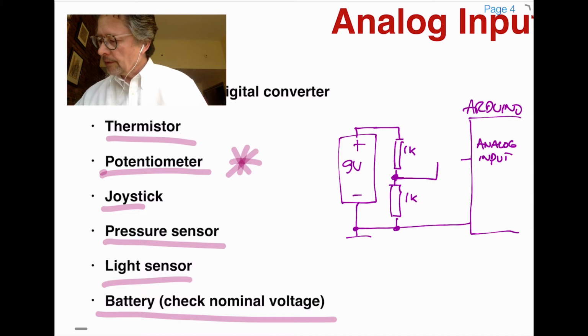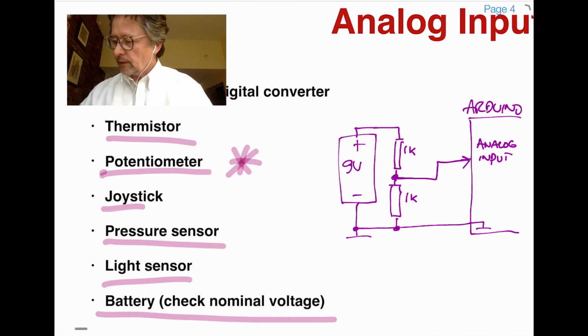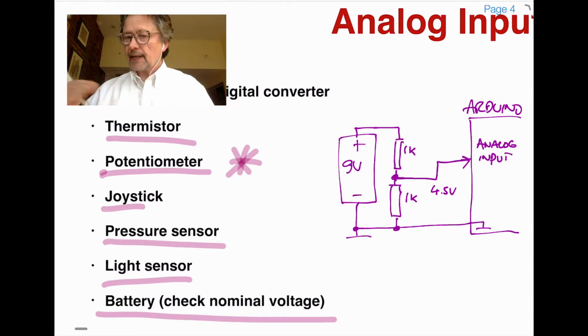And so I'm going to connect this to the Arduino, so that's the ground of the Arduino. So what do the 1K and the 1K do? Well, if you apply Ohm's law, which we have done in the past, you will see that if my battery is perfectly fine, then the voltage I'm going to have here is going to be 4.5 volts. It's going to be exactly half. And 4.5 is less than 5 volts.